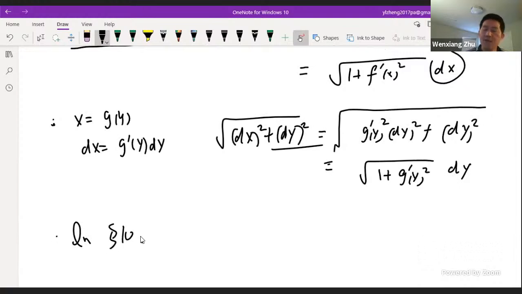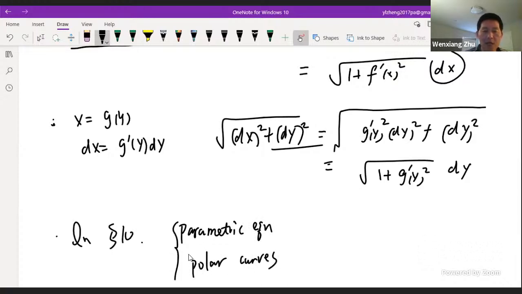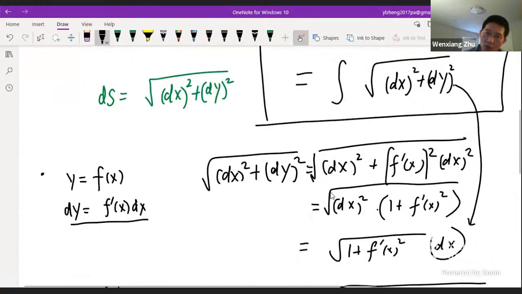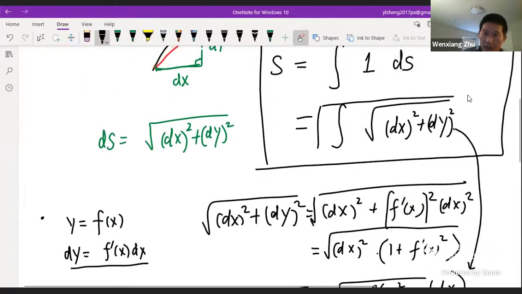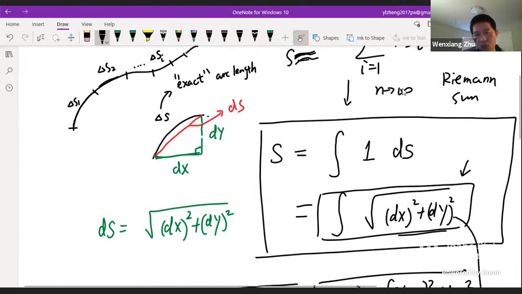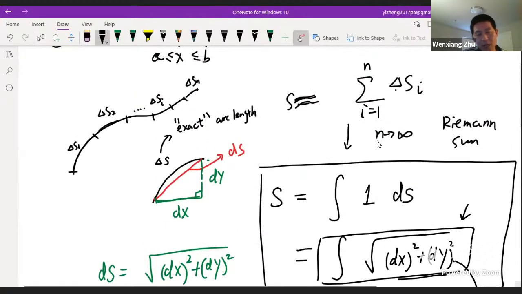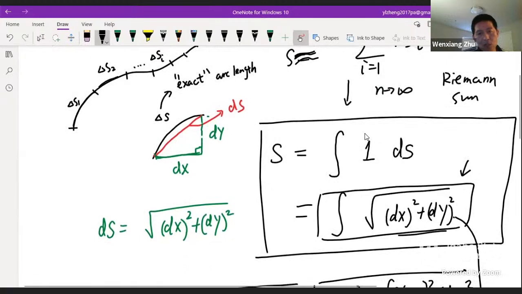In chapter 10, you have different kinds of descriptions of curves. Somehow you have a parametric equation, or you have an equation in polar curves, in polar coordinates. How do we find the arc length? We're still going to use this formula right here. Just your dx, dy, the differentials, are different, but you're still going to use this. So that's why I think this one is really important, and to me it's really intuitive.